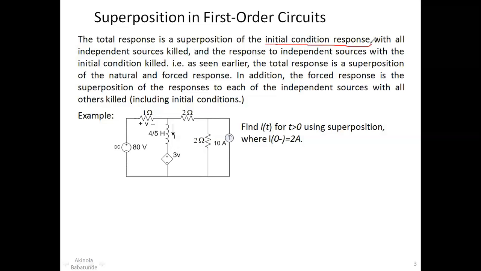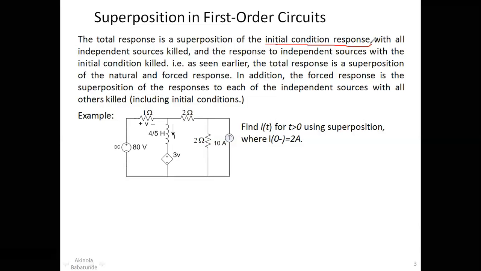The initial condition response would mean the natural response. It would mean the transient response. It would mean the response when we are not taking into account the independent sources. Okay, so it is the superposition of the initial condition response with all independent sources killed, plus the response to independent sources with the initial condition killed.